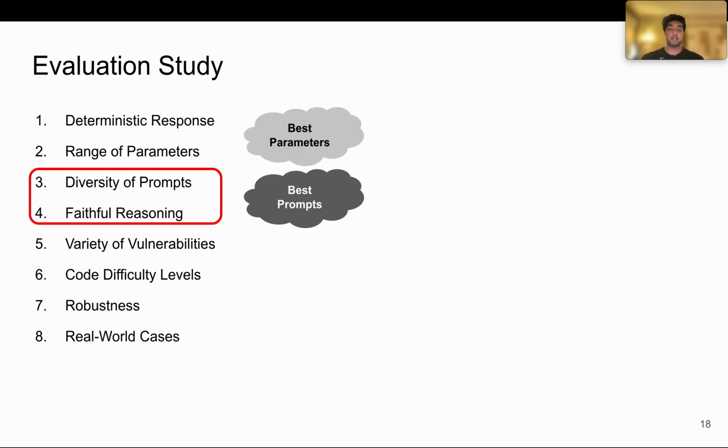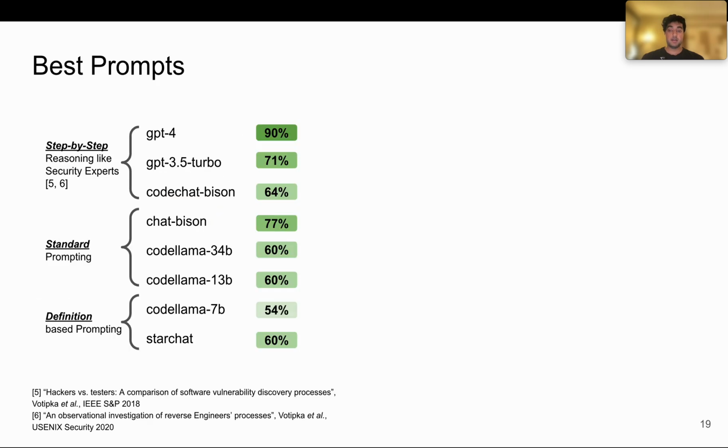So after setting these best parameters, we ran an extensive study on test by using our framework to identify the best prompts. And we found out there's not an overall best prompt that works best for each LLM. For example, the smaller models perform better when provided the definitions of vulnerabilities. However, there were some models which were already good at giving you an answer when asked the question directly.